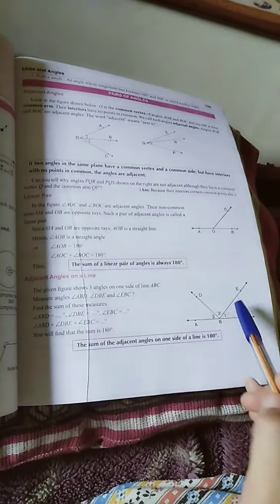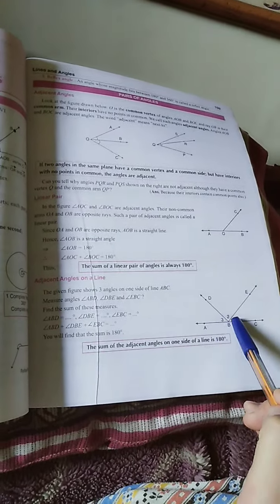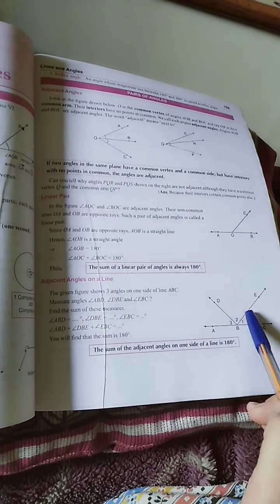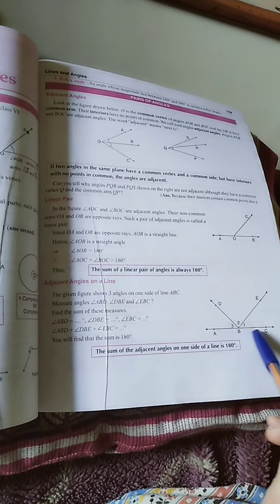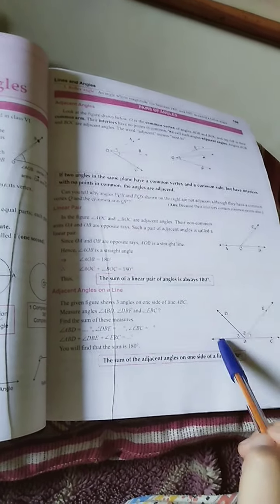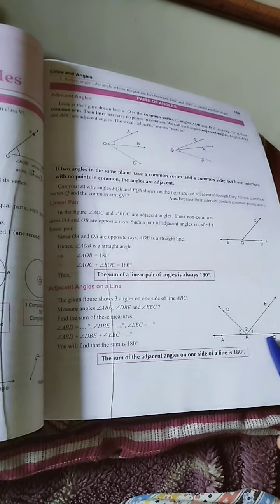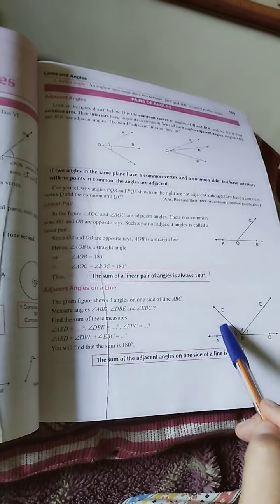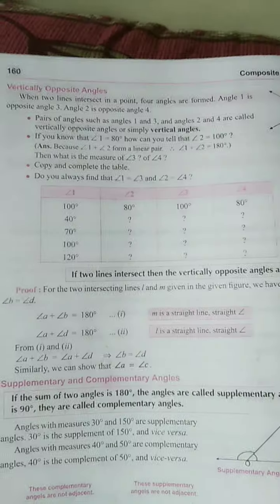Now here you can see there are three angles, angle 1, angle 2 and angle 3. But all these three angles are again forming a line ABC. So if there are two angles, three angles or more angles which lie on the same line, means which form a straight line, they all will sum up to 180 degrees.